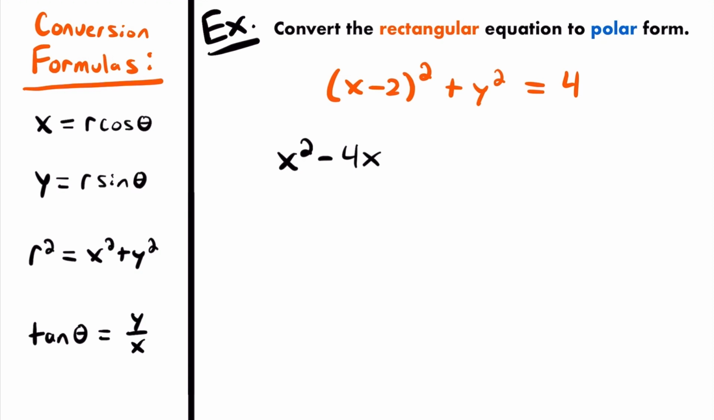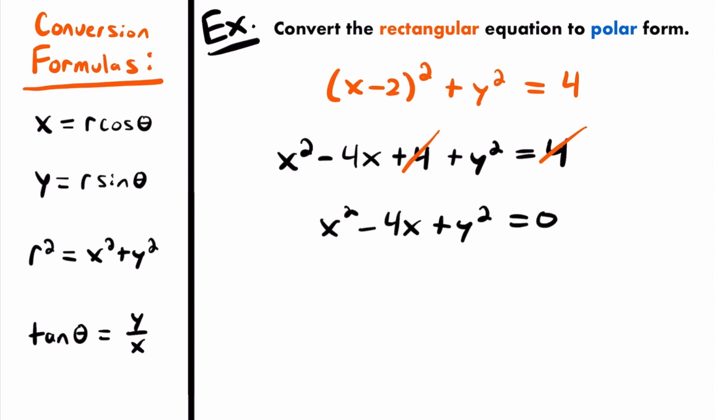And negative 2 squared is positive 4. So now we have expanded this quantity. We have x squared minus 4x plus 4. Now let's write the rest of our equation. We have plus y squared is equal to 4. All right, now notice that we have 4 on both sides of the equation. So if we subtract 4 from both sides of the equation, these 4's will disappear. So what we really have here is x squared minus 4x plus y squared equals 0.